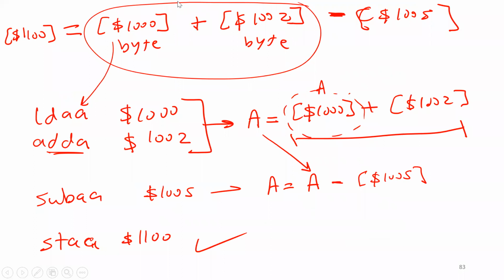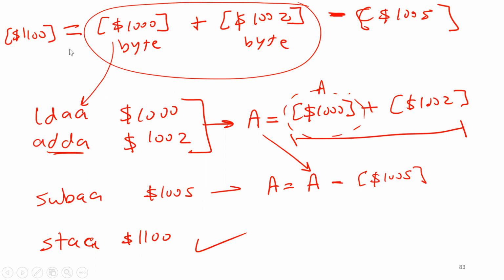Let's see this example first. I want to add a byte at memory location 1000. I told you before, when I put brackets here, I mean the content of a memory location. So I want to add a byte at location 1000 plus a byte at address 1002, and then subtract the content of memory location 1005, and store the result in this memory location. So I want to add two memory location bytes, subtract a byte, and then store the result in a byte. Let's see how we can do this in assembly.